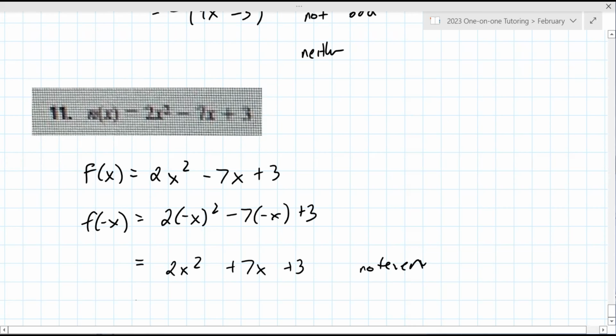Then factor out -1, which gives -1 times (2x squared minus 7x minus 3). I'm sorry, yes, you're right. So you already know based off the first term that it's not going to be odd either. So you don't have to go any further. It's neither.